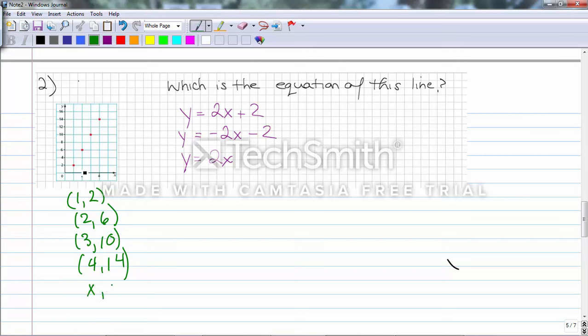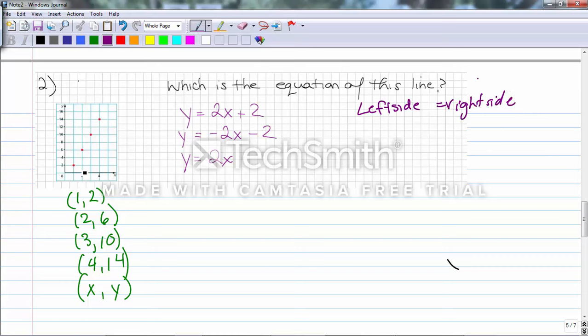Remember, x comes first, y comes second, just like in the alphabet. So if these equations work, I should be able to substitute any of these into the equation, and the left side should equal the right side. So I'll show you what I mean. Left side equals right side.